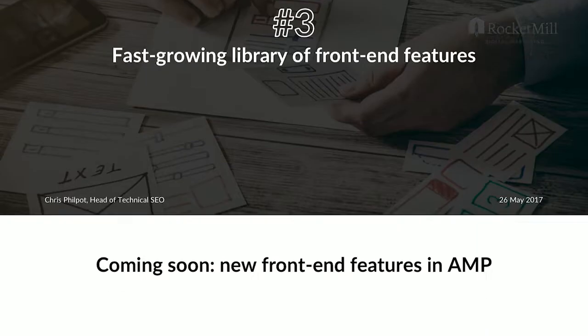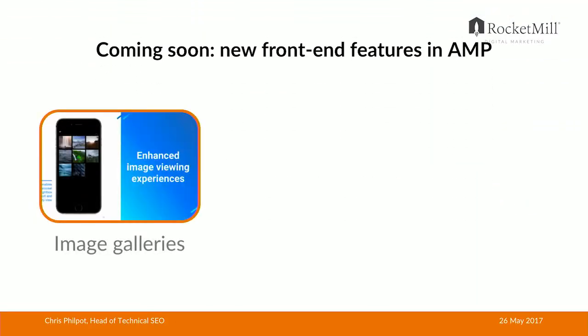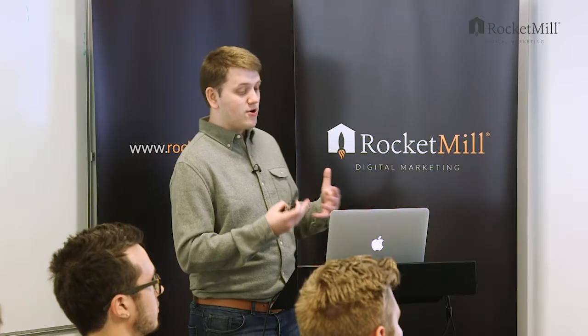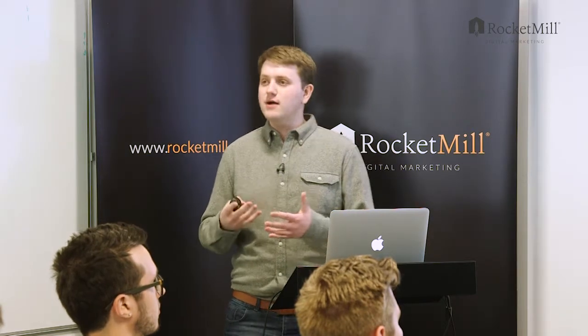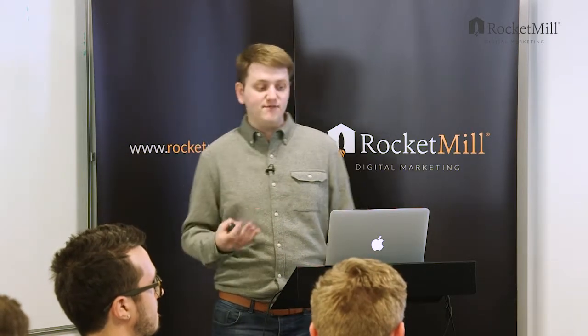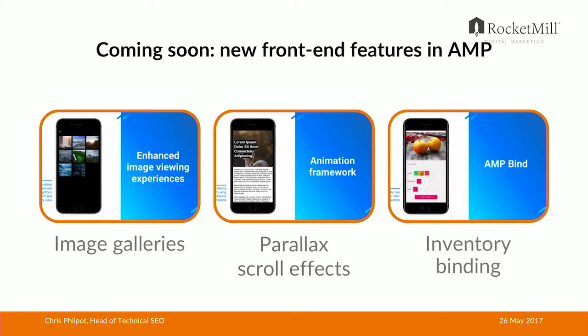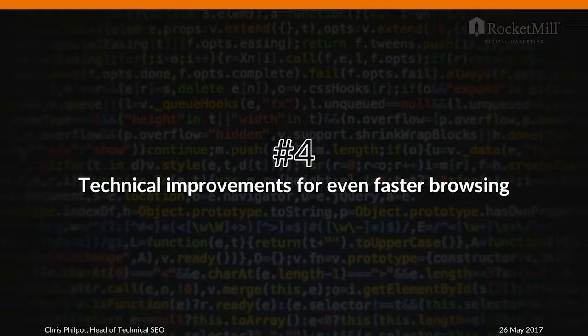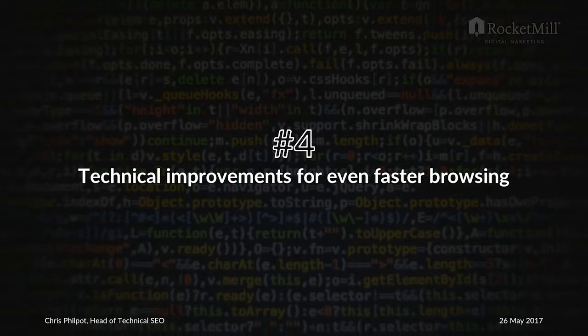Now your AMP landing pages may of course soon benefit from some of the newest front-end features announced at AMPConf in March. Coming soon, these include new ways of displaying images and parallax scroll effects, which are ideal for editorial content, but no doubt in time you'll be able to leverage the underpinning animation framework which powers the parallax effect for a richer AMP advertising experience. And there is also now inventory binding, showing live stock levels based on product attributes, a clear commitment to making AMP work for e-commerce.